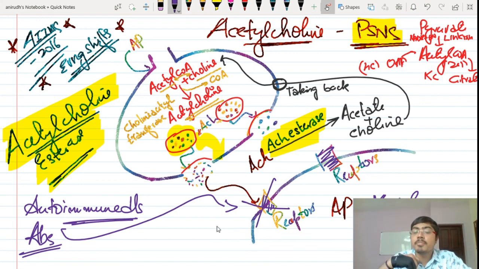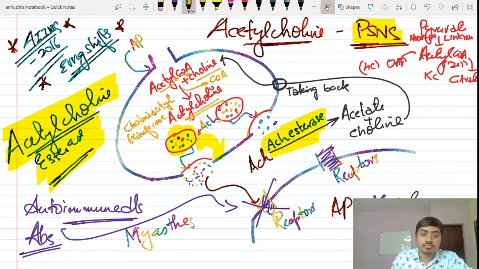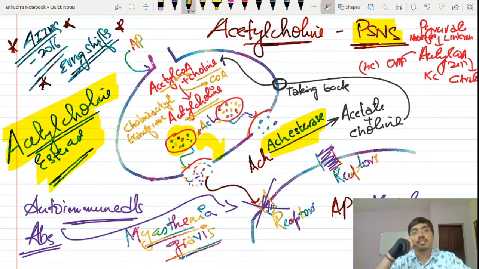Now the muscle will not be excited anymore. That means your muscle will start weakening. This disease is called, very important, myasthenia gravis. It is an autoimmune disease affecting the acetylcholine receptors. That is all we are supposed to know. This is something that is taught in the topic of locomotion and movement, isn't it? So please learn this along with the topic of acetylcholine.